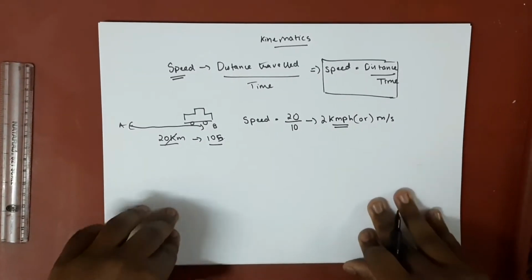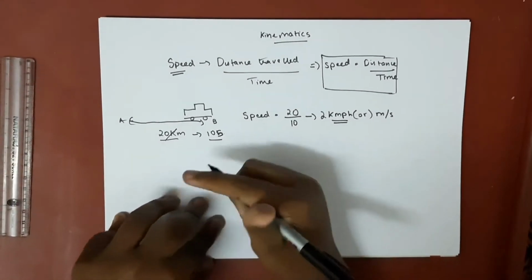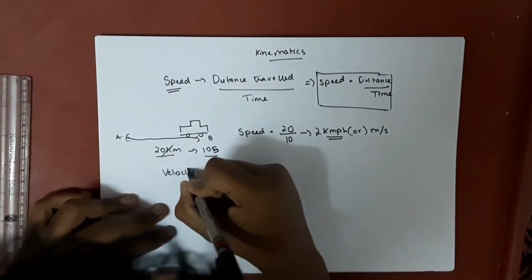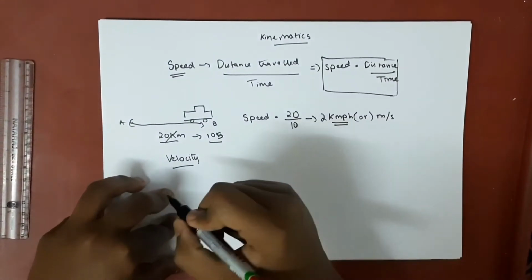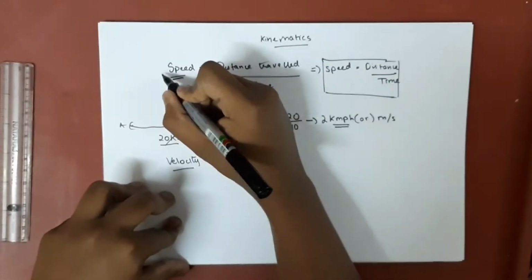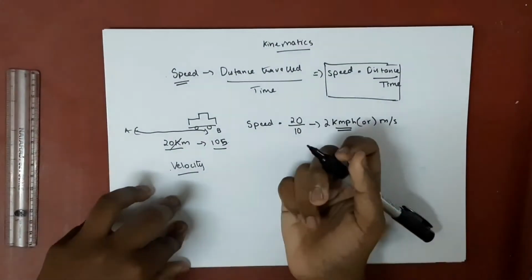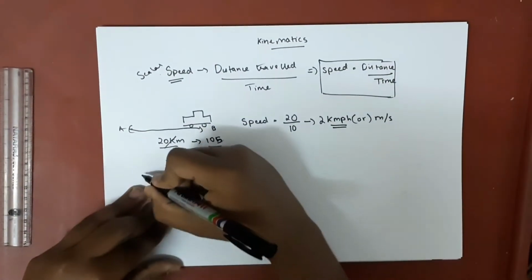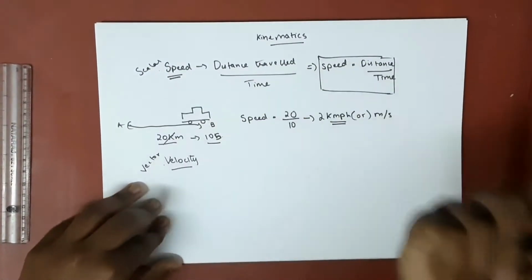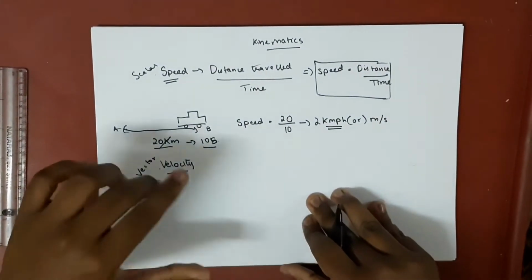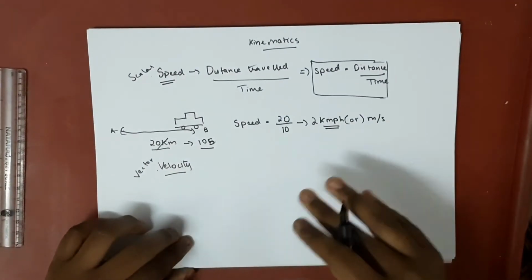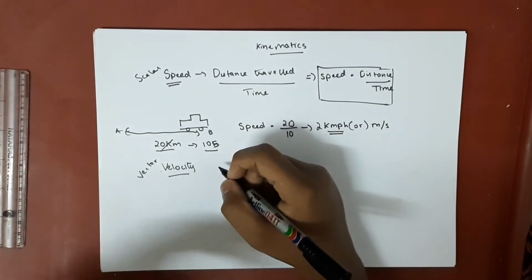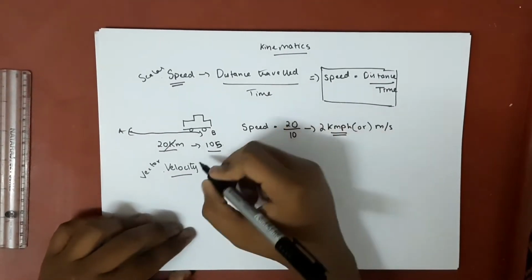So the next equation we're going to be looking at is velocity. Now velocity is somewhat the same as speed. But the only difference is that speed is a scalar quantity and velocity is a vector quantity. I'm not going to go into detail about vectors and scalars for now because I'm going to be making another video on vectors and scalars. So for now, let's just take a look at the equation.